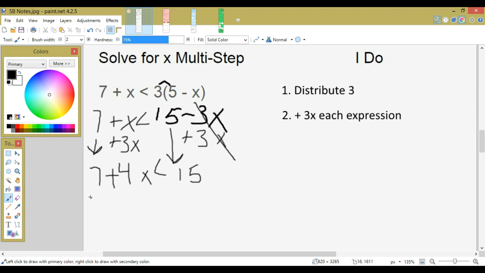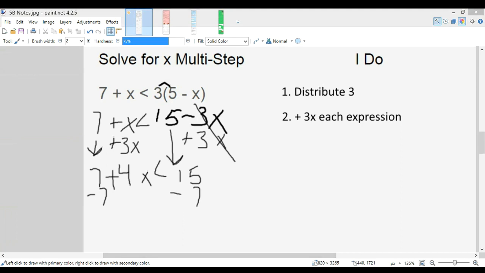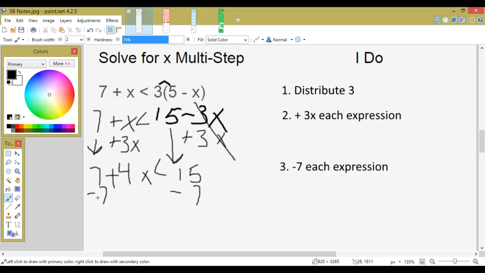From here, subtract 7 from each expression to get all the constants on the right side. 7 minus 7 is 0. That cancels. 15 minus 7 is 8. Bring everything else down. 4x is less than 8.